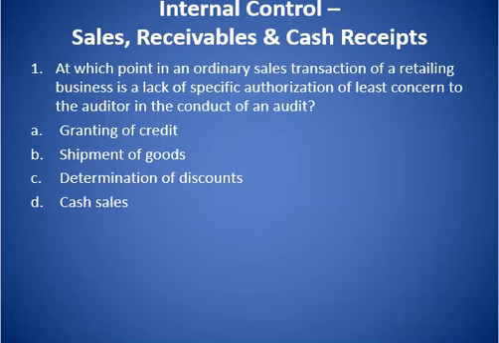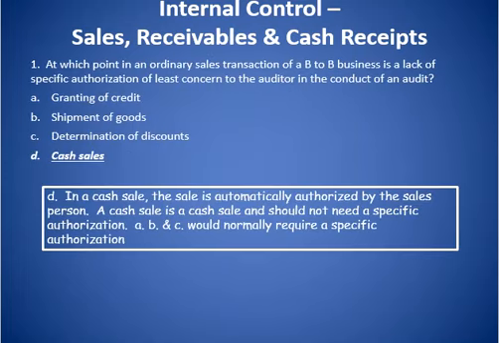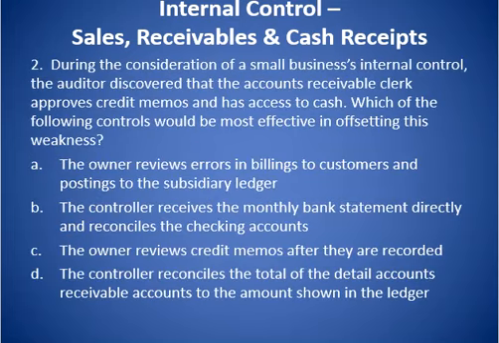Okay, let's take a look at number one, the answer. The answer to number one will be D, cash sales. And as it explains here, in a cash sale, the sale is automatically authorized by the salesperson. So a cash sale is a cash sale, and it need not have a specific authorization. Remember, we have the commingling in that previous slide. Okay, let's go on to question number two.